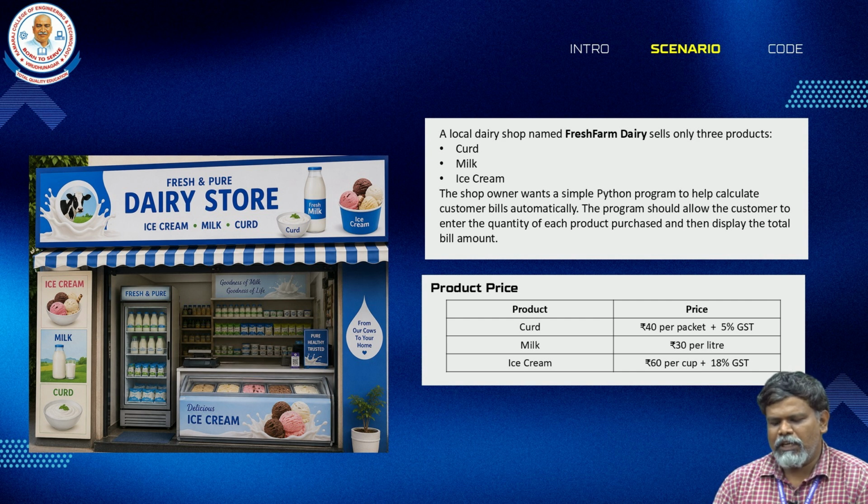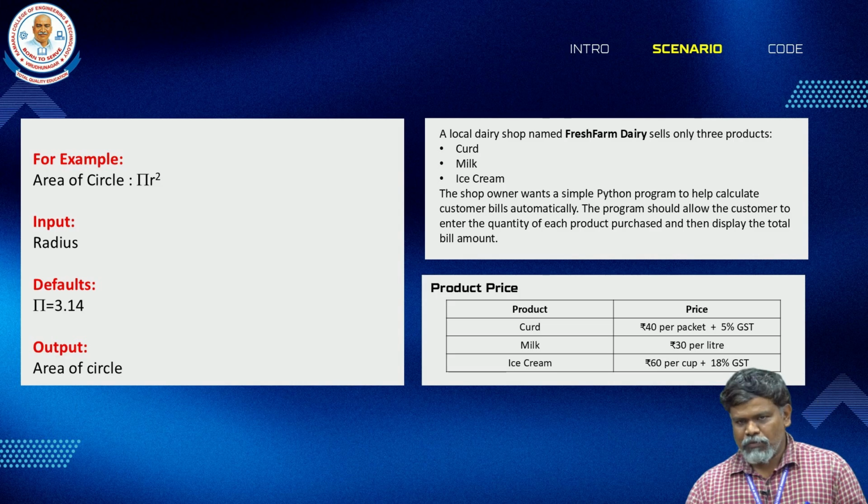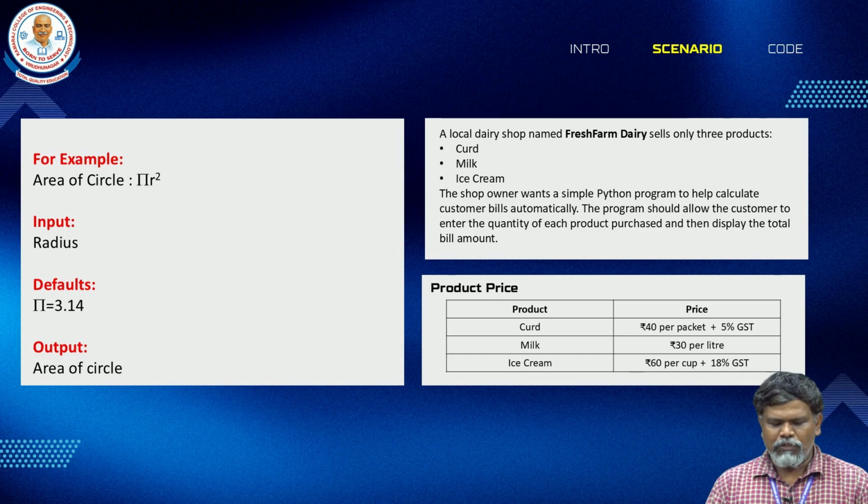Whenever we see problems like this, you will sometimes get shocked. So what do we have to do? Let's begin with a simple thing, the area of a circle. For the area of a circle, we already know we need the radius, and by default we know the constant pi is 3.14. So the input we give is the radius, and using that we calculate the output. This is a simple process.